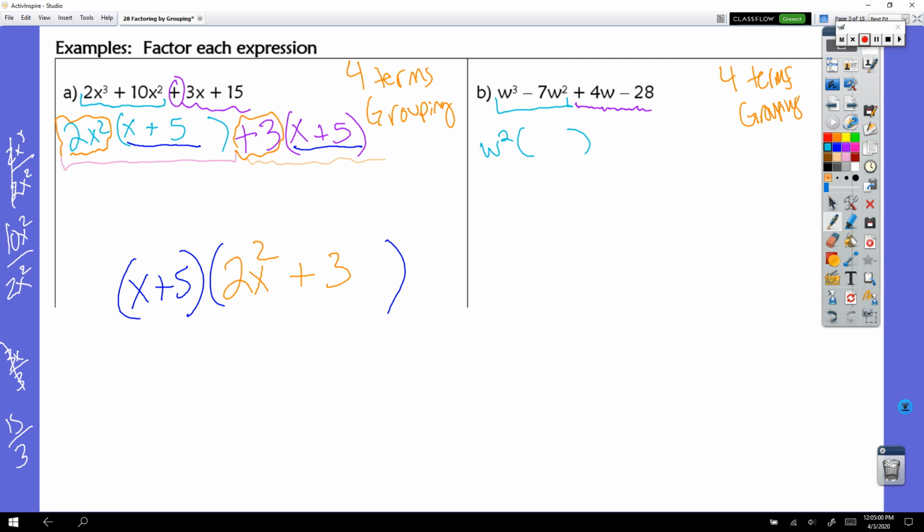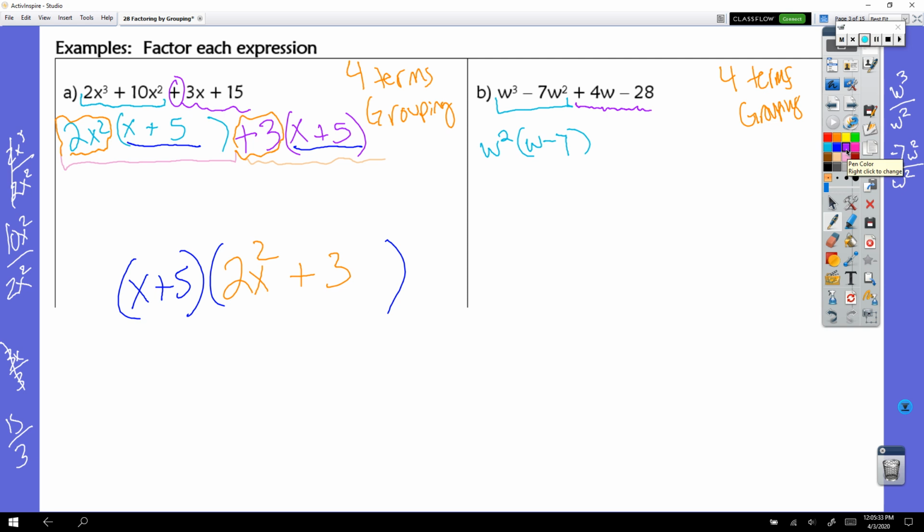And again, I'm going to be dividing to figure out what's left over. So I'm thinking w cubed divided by w squared. W cubed divided by w squared is w. Then I'm going to be thinking negative 7w squared divided by w squared. So the w squares cancel out, and I'm left over with a negative 7. So I'm going to write down the minus 7 after the w.